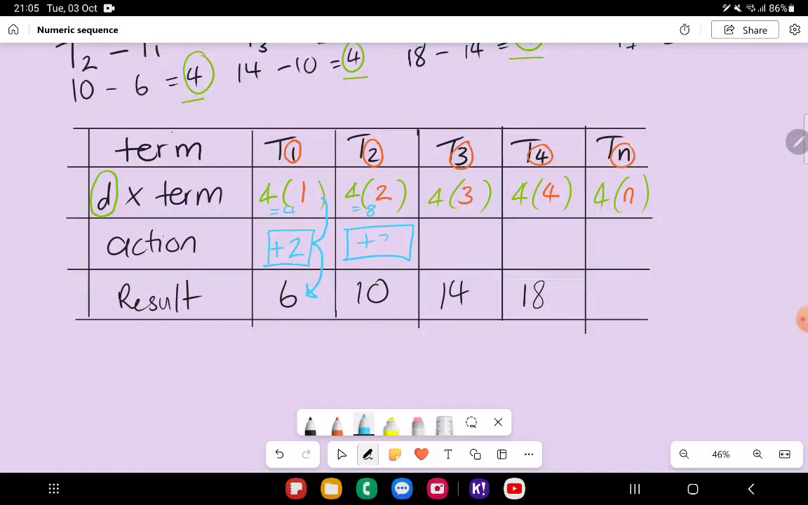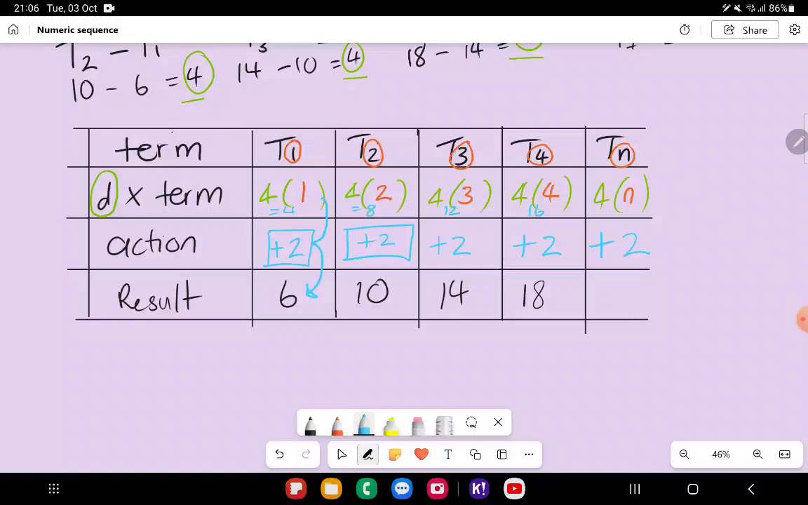8 plus 2. 4 times 3 is 12. 12 plus 2 gives me 14. And 4 times 4 is 16. 16 plus 2 gives me 18. Now I have completed my table with the terms that are known, the ones that they gave me. So I have got a pattern. I'm going to do my plus 2 on the last one as well.